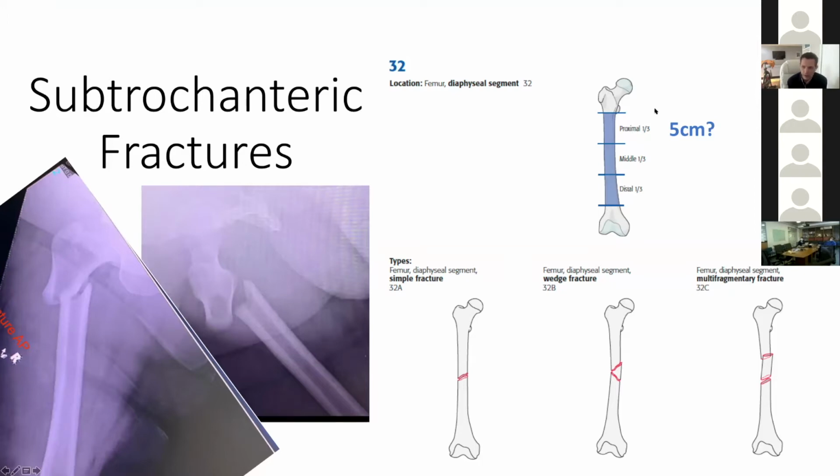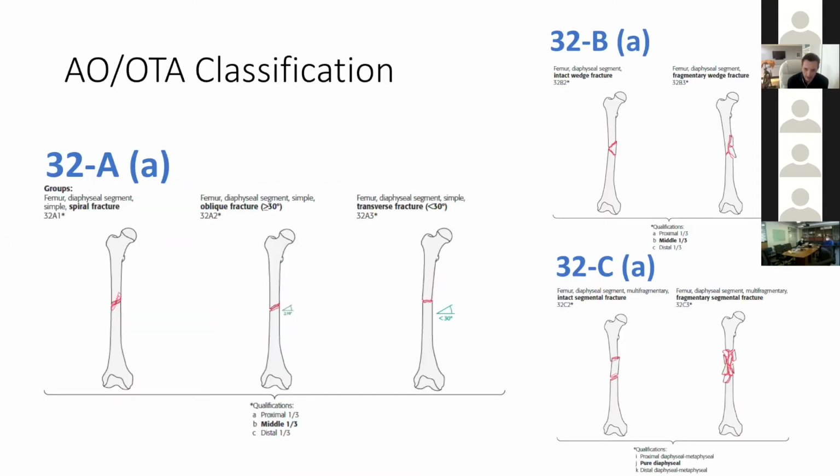Before that, people talked about 5 centimeters from the lesser troch as being the subtroch area, and we'll see why they wanted to separate it into a separate category. So if you go to the classification, really all you have to do is treat it as a shaft fracture. In shaft fractures, you have your A's, simple fracture patterns, B's, wedge fractures, and C's, segmental fractures. And then you just put a parenthesis A to indicate that it's a proximal third fracture. So really simple in terms of classification.